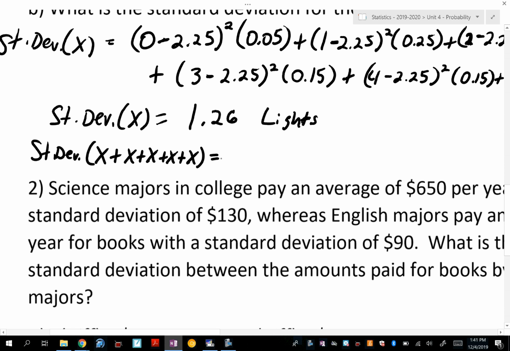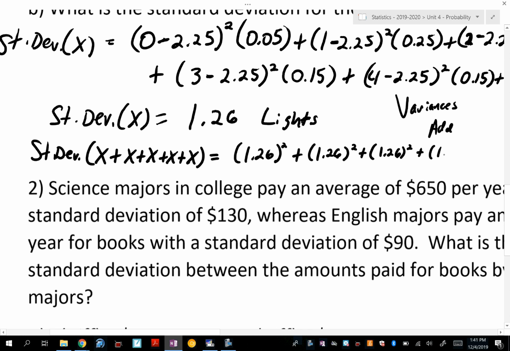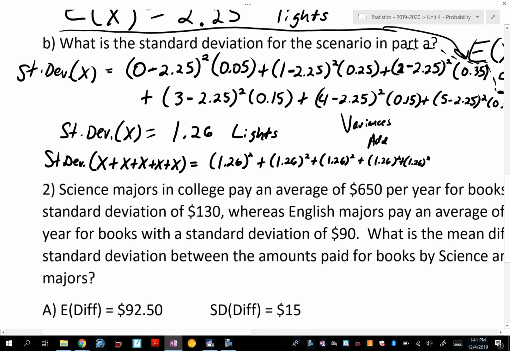Right? And the way I have to do this is I have to be thinking variances add. So what you first would do is find whatever 1.26 squared is, because that's the variance, and you're going to add that 5 times. You could. Just be careful, right? You do whatever you feel like you want to do, but you've got to be careful when you're doing this.